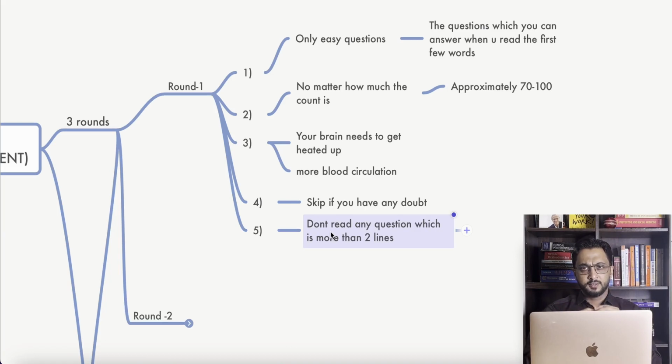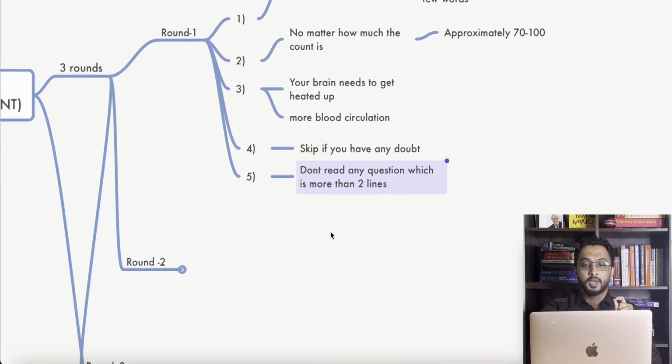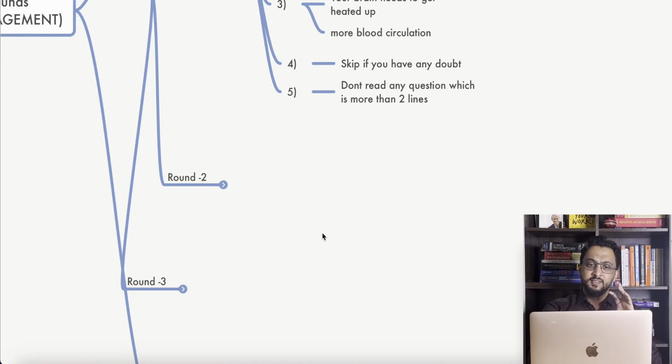Imagine, many people make this mistake. They read the entire question, then realize that this is difficult, this is confusing, and already 30-40 seconds are gone there, worrying. 10 questions like that, you lose your 5 minutes, isn't it? That's a big problem. So the moment you see more than 2 lines, don't read it. In round 1, attempt it only if you know the answer by reading a few words of it, usually the first line. So this is round 1, the easiest of questions.